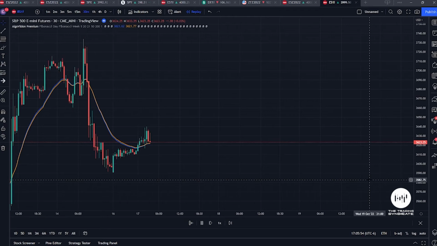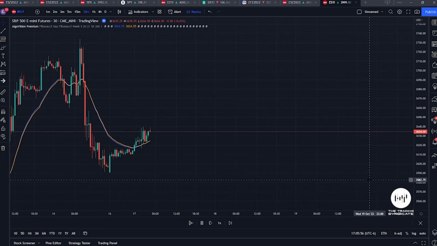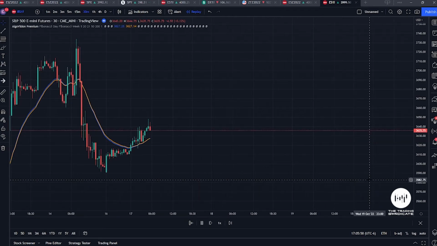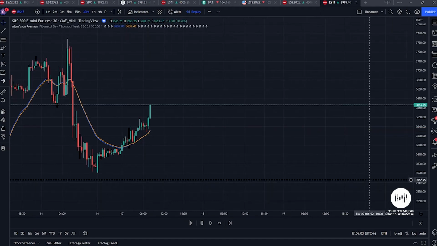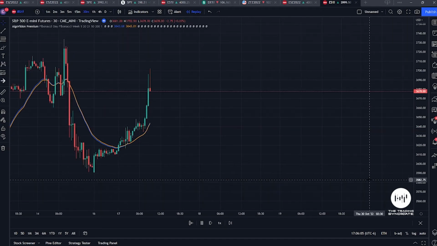Now that the 20 and 21 day exponential moving average has been broken, we can also suspect that the intermediate downtrend is broken as well, and the price will begin to cycle higher.